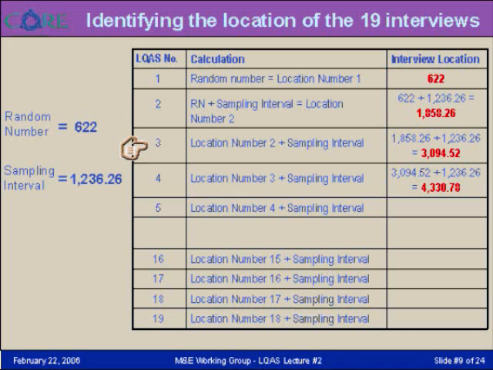Going on with the third row, to identify the location of our third interview, we will rely on the location of number 2, just previously identified, and we will add again that sampling interval. So that will be 1,858.26 plus our sampling interval. That will give us the location of our third interview, which would be 3,094.52. And we will continue this process for all the 19 locations that we want to obtain.